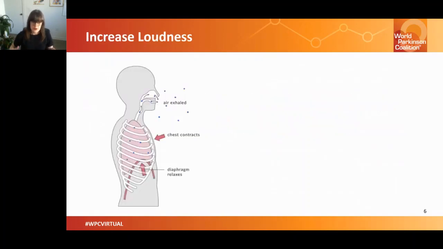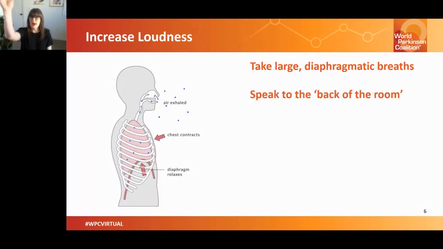In order to increase loudness, we can take a large diaphragmatic breath. If we have really good breath support, we can get loud voicing and loud speech. You can think about speaking to the back of the room, really trying to project your voice. There is a device called the SpeechVive. It's essentially a device that hooks into your ear, kind of an earbud that produces just background noise.